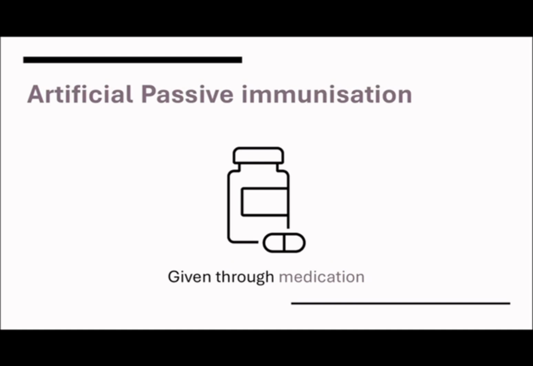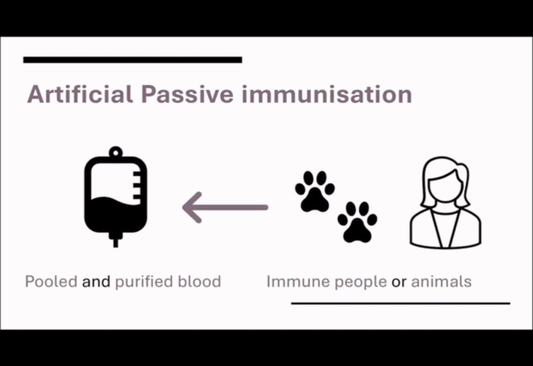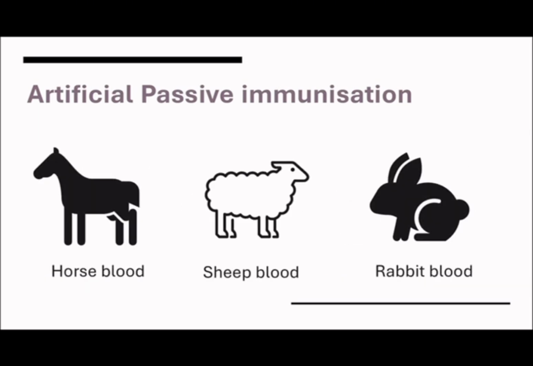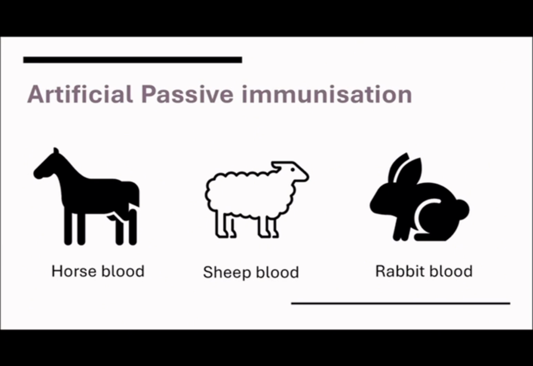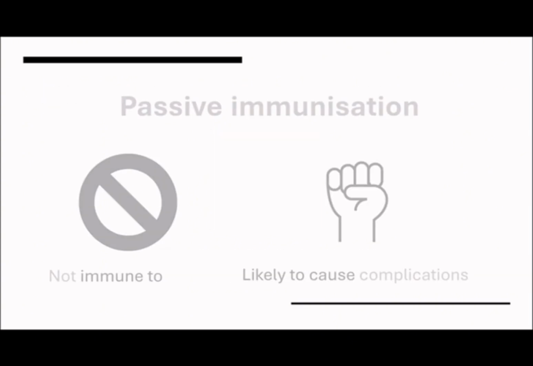Artificial passive immunization is given through medication. The antibodies in the medication may come from pooled and purified blood products of immune people or animals. The earliest antibody-containing preparations came from horse, sheep, or rabbit's blood. An example of when artificial passive immunization is used is when a person is given medication in order to fight and prevent rabies viruses from spreading into the body after an exposure.